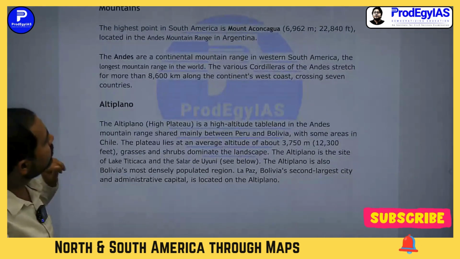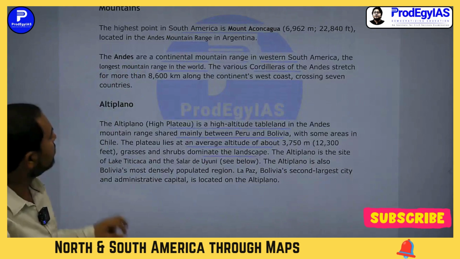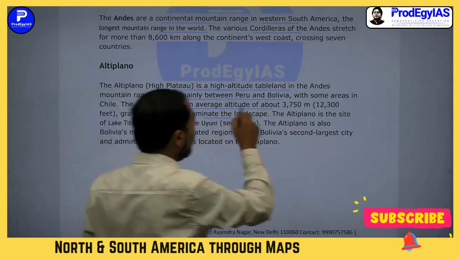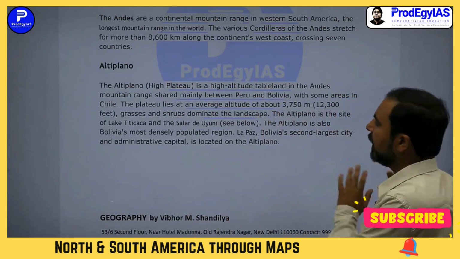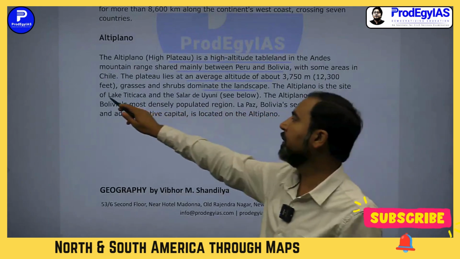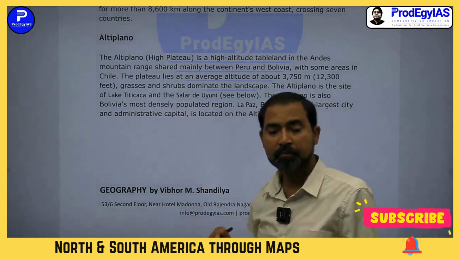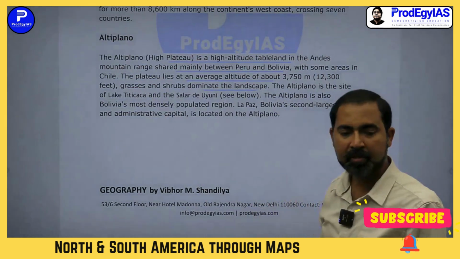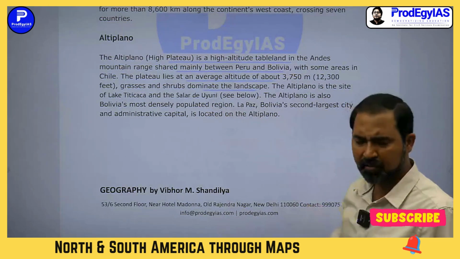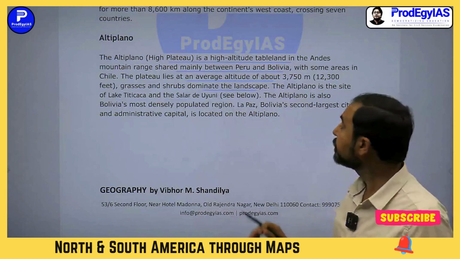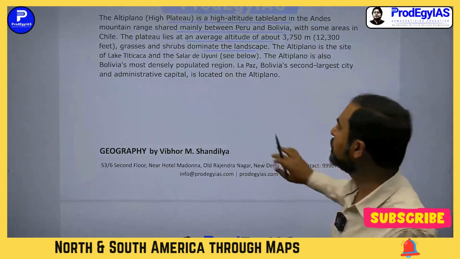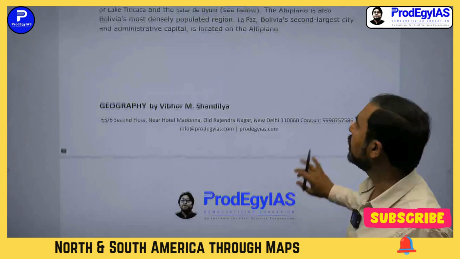Then mountains, the main mountain range, Andes. Then an important plateau like the Altiplano, mainly in Peru and Bolivia. Most of the part lies in Bolivia. In the Altiplano there are some important lakes, one being Lake Titicaca, which is also the highest altitude lake there. And this Salar de Uyuni is a salt pan, salt flat. La Paz, Bolivia's second largest city and administrative capital, is located on the Altiplano.